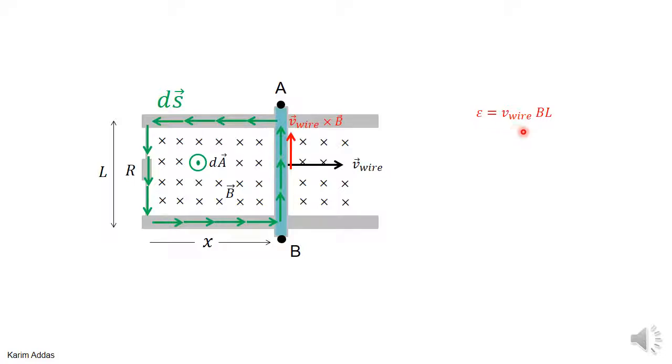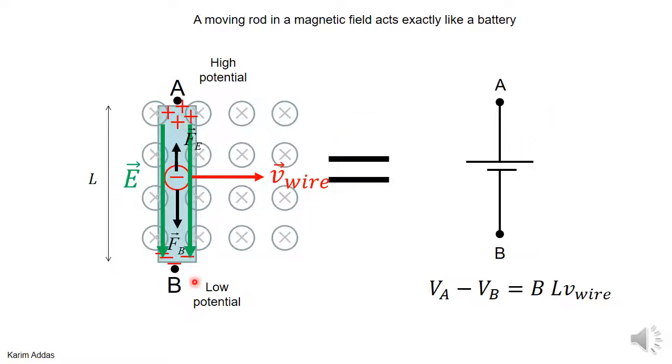So we see that the EMF in this circuit is the speed of the wire, magnetic field times the length. This is just exactly what we got for the potential difference across the rod in a magnetic field, right? Did we get the potential difference was BLV? So it makes sense now that the EMF that we got for the circuit is the same as the potential difference across the battery. It's BLV.